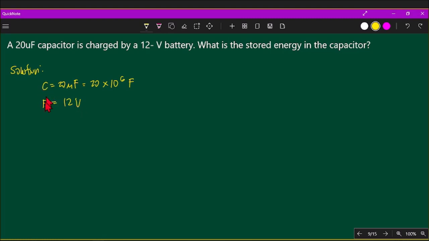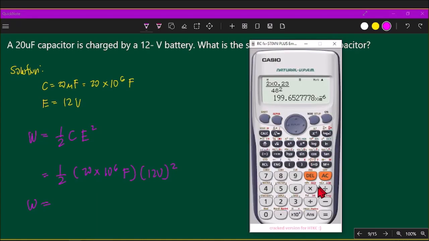So we are given the capacitance and the voltage, so we will use the formula W is equal to 1/2 C E squared. So we have 1/2 times our capacitance, 20 times 10 to the power of negative 6 farad, and our voltage is equal to 12 volts squared. Okay, so we could now have our work, or our energy. So we have 1/2 times 20 times 10 to the power of negative 6 times 12 squared.